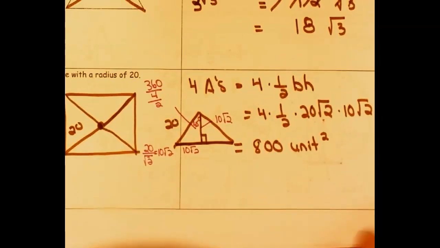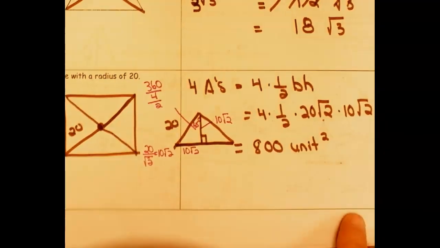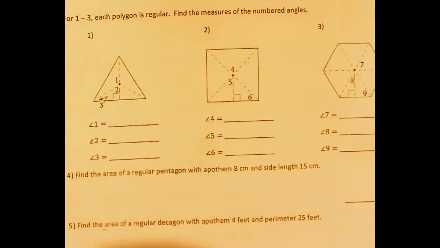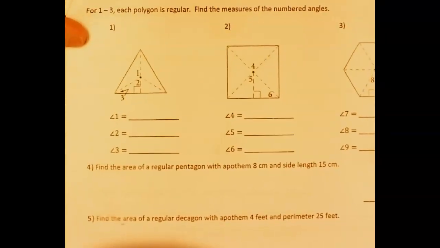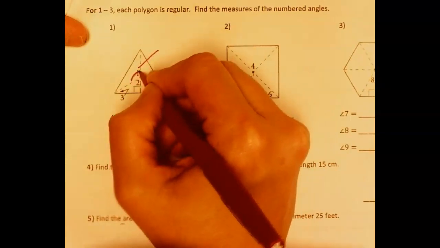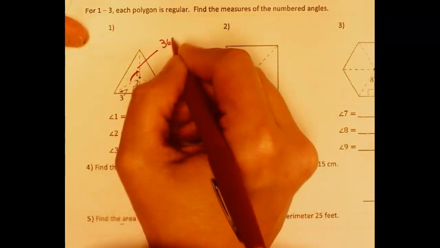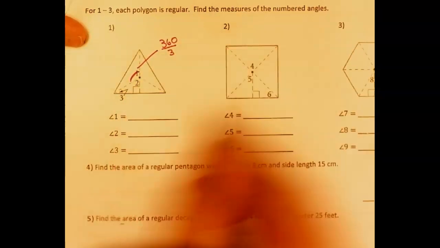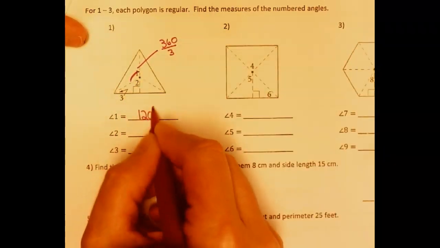Okay, so your assignment tonight is actually on the next page, so I'm going to go ahead and go through a few with you, just to help you out as well. All right, so the top part is really just focusing on how do I figure out what special right triangle it is. I'm going to start by finding angle 1. That's this whole angle here. So we are doing 360 divided by 3, which gives me 120 degrees.